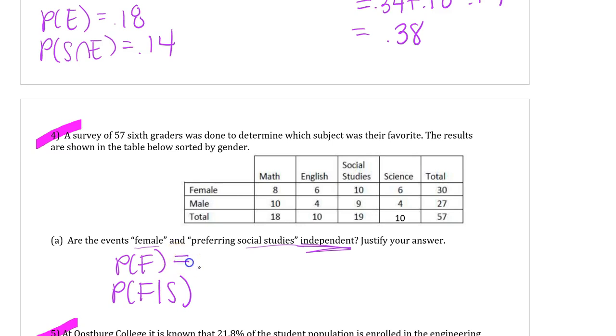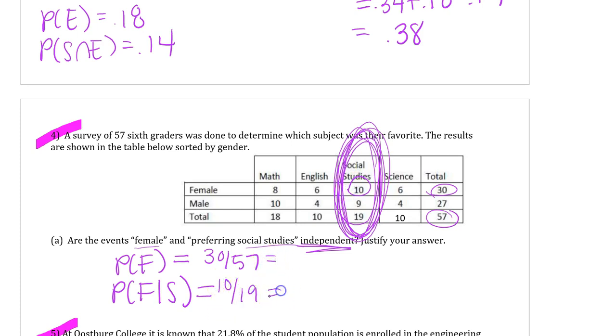All right, so probability of just being female. We have 30 out of a total of 57. Okay, probability of female given they said they preferred social studies. So that means we're only looking at the people that said they like social studies. So that's 19 students. Of the 19, 10 are female. Okay, so I'm showing where I'm getting the numbers from the table. I'm dividing, and I'm not going to pull up the calculator. You guys can divide this.